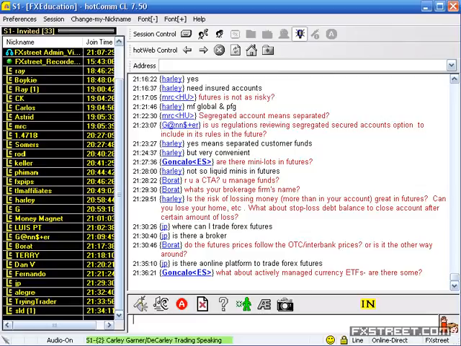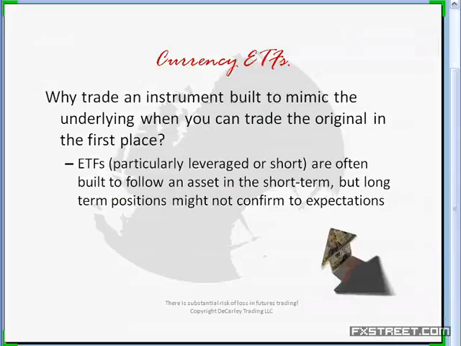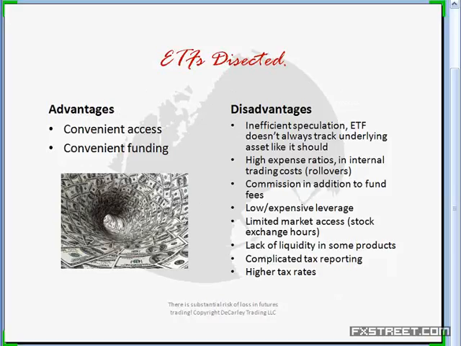ETFs are built to follow an asset in the short term, but in the long run, positions really don't always conform to expectations. Just because you're bullish the euro and you buy the FXE, and the euro goes up, doesn't necessarily mean you're going to make money on the ETF, because there's a lot of inefficiencies. There are high expense ratios, high internal trading costs, and you have to pay a commission on top of that to get in. So fee-wise, it's actually very expensive, even though the expense ratio and the internal trading costs you don't necessarily see. Those are all built into your profit and loss.